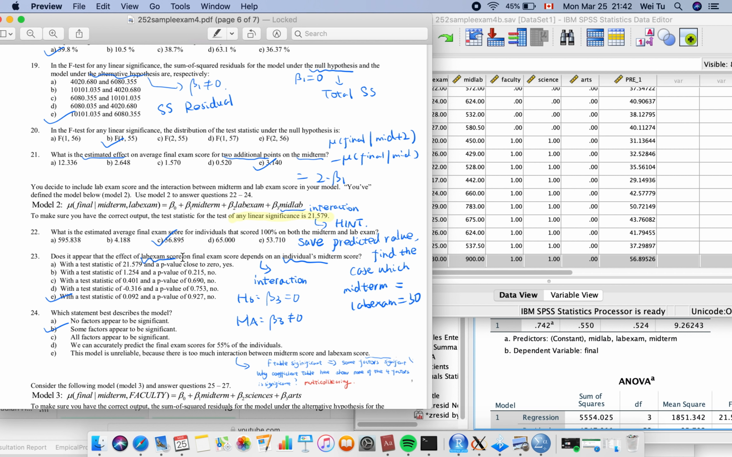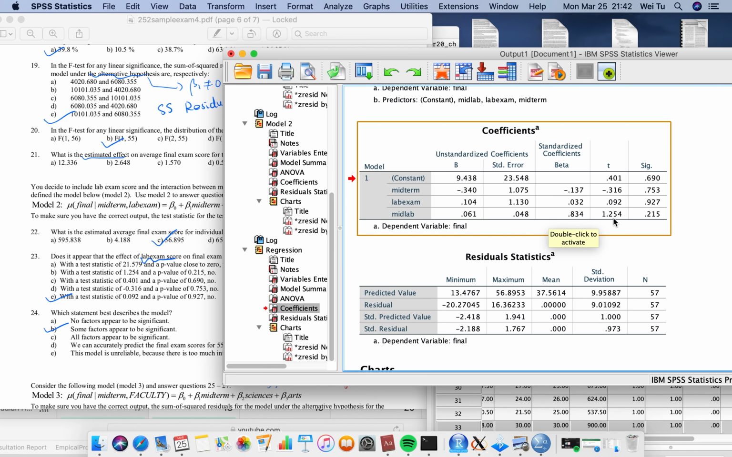0.09, p-value is 0.215 and 1.254. So it's B. How did I have? Sorry, how did I select D, E? Let me just make sure. This is the interaction term, 0.215, 1.25. Oh, that's B. Sorry, 23 should be B. Okay.